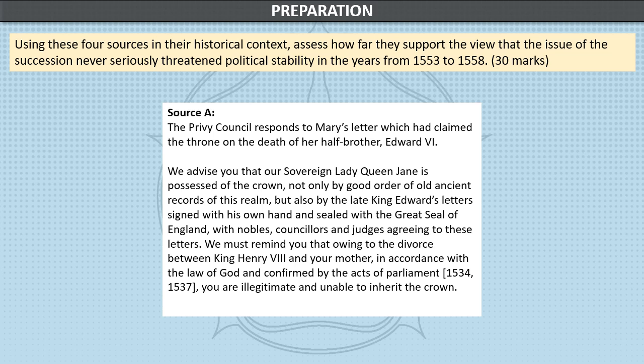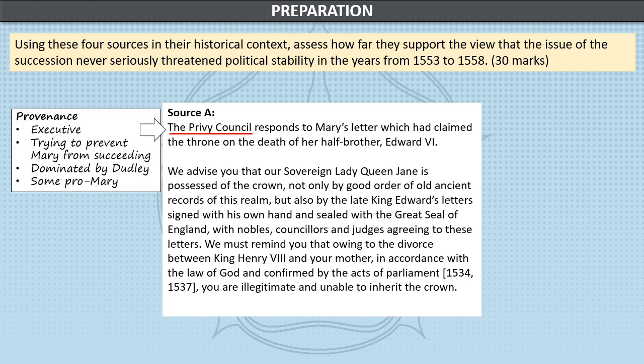So in order to write as efficiently as possible, we're going to have to carefully prepare the sources before we get underway. Our question's at the top there in the beige box, and you can see we've presented source A. We won't demonstrate preparation for each of the sources, we'll just do it for one source, so we'll take the first one. So our first move is going to be to prepare our thoughts around the provenance of the source. So in this case, we've got a letter from the Privy Council being addressed to Mary.